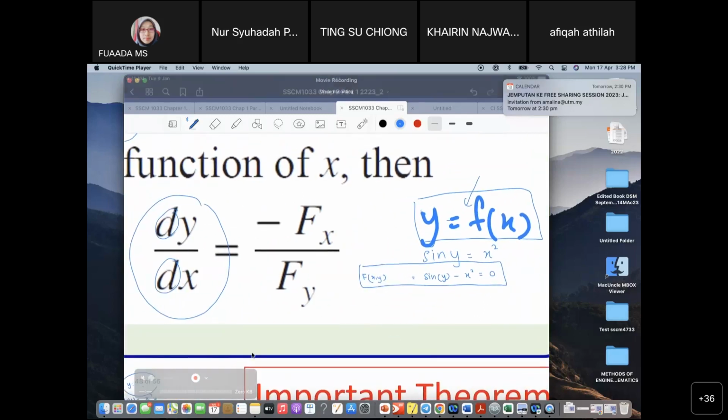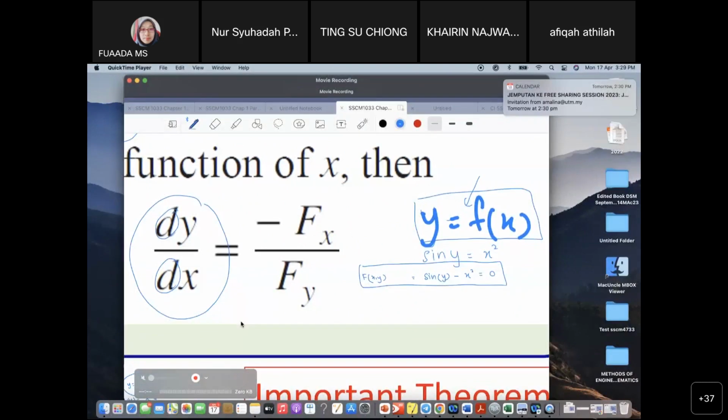So tengok formula. Dia minta you cari sebelah kiri, dy over dx. So, your task, kerja awak, cari yang sebelah kanan. Apa dia? Partial derivative F yang you dapat tadi, yang sama dengan kosong tadi. Dapatkan partial derivative F respect to x and respect to y.